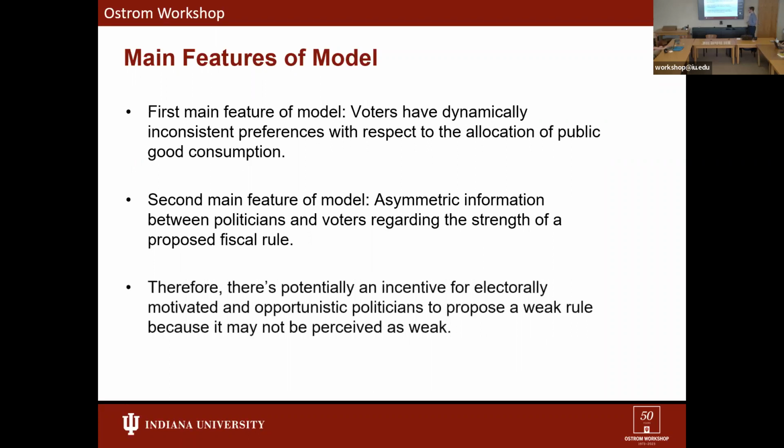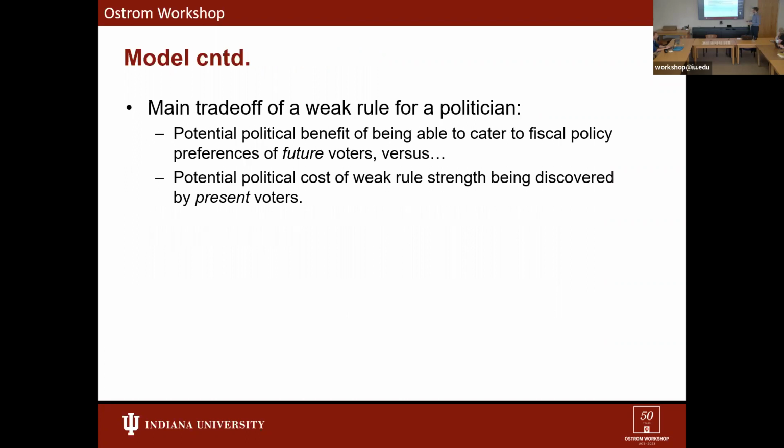Because there's asymmetric information, there's potentially an incentive for electorally motivated and opportunistic politicians to propose a weak rule because it may not be perceived as weak. So there's this potential to pass a weak rule that's not perceived necessarily as weak, cater to voters in period 1, but also preserve the fiscal flexibility to cater to voters in period 2, voters who have different preferences regarding public goods allocation in the last 2 periods. In the model, the main trade-off of a weak rule for a politician is thus the potential political benefit of being able to cater to fiscal policy preferences of future voters versus the potential political cost of weak rule strength being discovered by present voters.